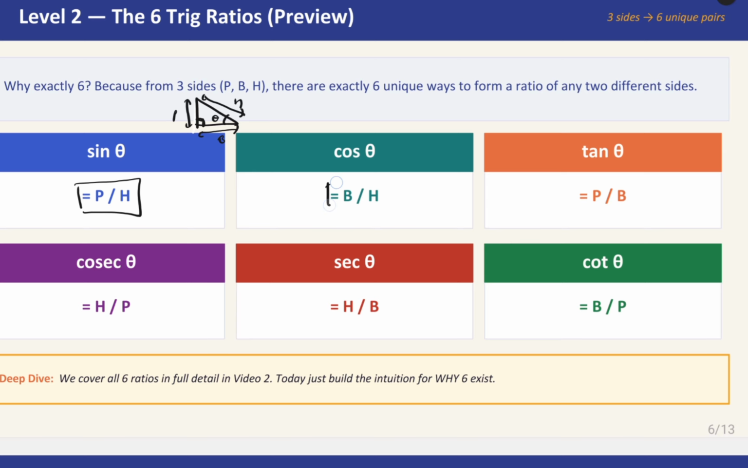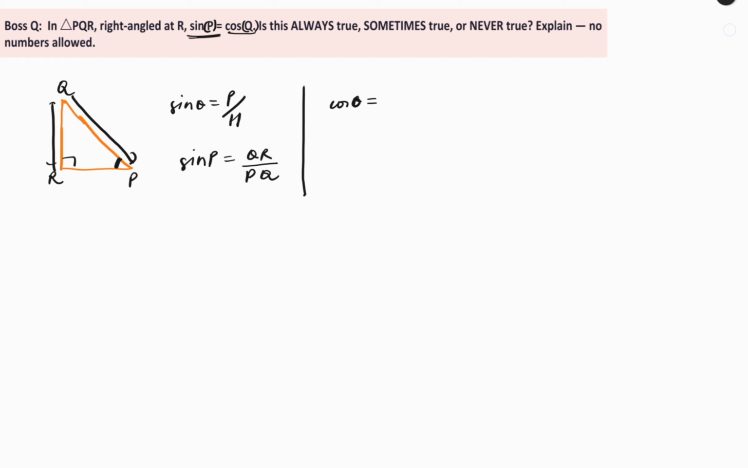Cos theta is equal to base upon hypotenuse. So here we will write base upon hypotenuse. Now it has written cos Q. So Q is this angle, so we will forget about this other angle.